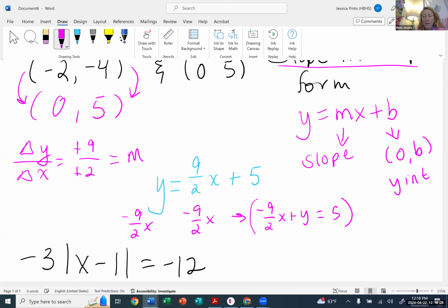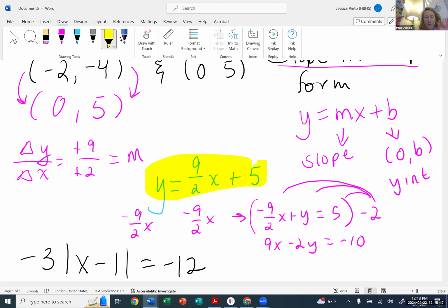We would need to multiply the whole thing by -2 so that the lead coefficient is positive, and that way there would be no fractions. That would give me 9x minus 2y equals -10. That would be the standard form. We were not asked for that, so this is what we need to write down.